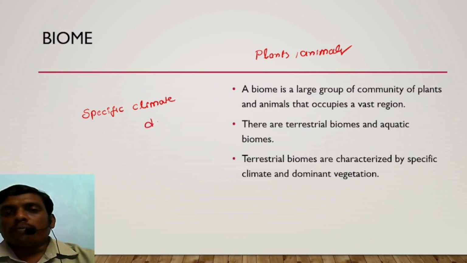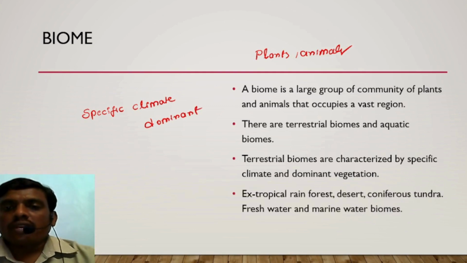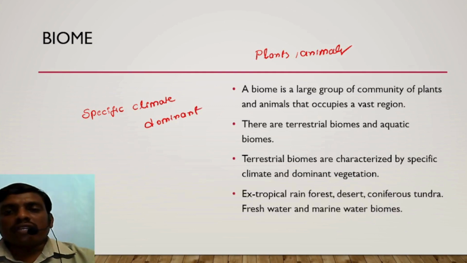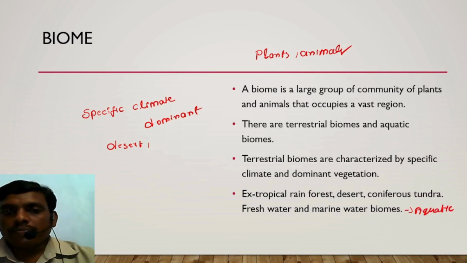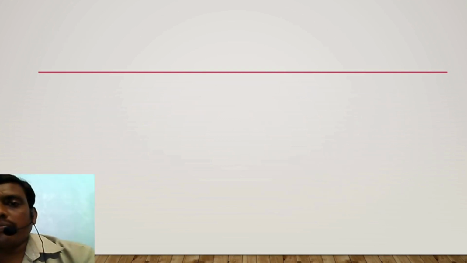Terrestrial biomes are characterized by specific climate and dominant vegetation or plants. Example, tropical rainforest, desert and coniferous tundra. Freshwater and marine water biomes come under the aquatic biomes. Okay, this is about biomes.